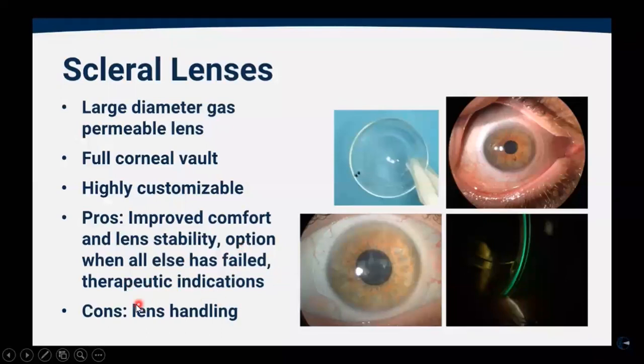So when all else has failed, for therapeutic indication, normally scleral lenses are also an option in dry eye. The only disadvantage or problem with scleral lenses is the lens handling, because the lenses are big and while you're putting them on the eyes, you have to put saline in the lens while putting it on the eye. So handling is a little bit tricky and the patient normally needs 2 or 3 days of training, whereas for RGP lenses you only give the patient half an hour of training and that would be enough.